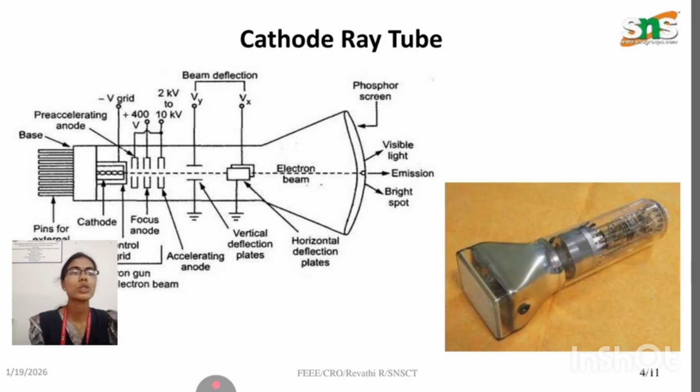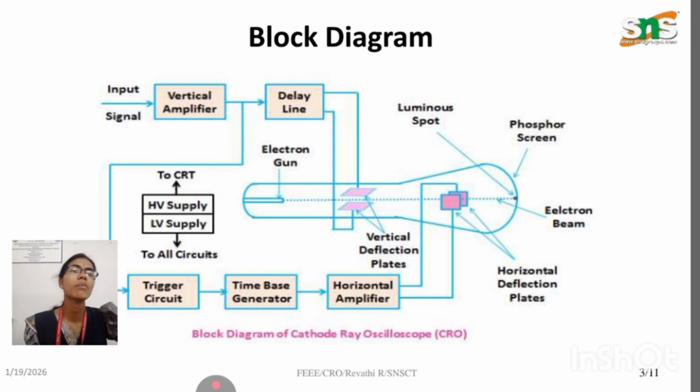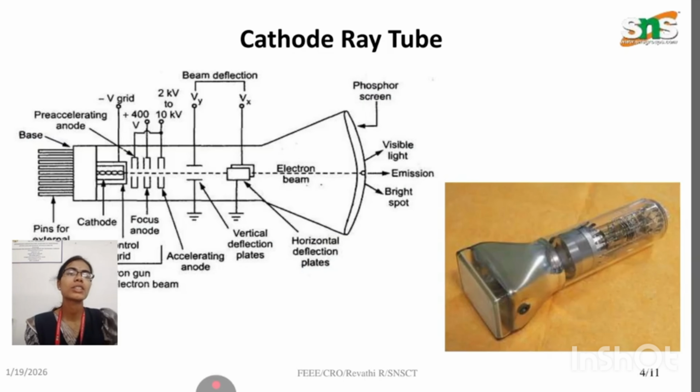The cathode ray oscilloscope has cathodes, a focus anode, beam deflection, a phosphor screen, visible light emission, a bright spot, and horizontal deflection plates. These are all the parts employed in the cathode ray oscilloscope, as discussed in the block diagram. The vertical deflection plate and the horizontal deflection plate are employed with the electron beam and electron gun, so that we can gain the emission through the electron beam, whereas the beam deflection takes place in Vy and Vx.